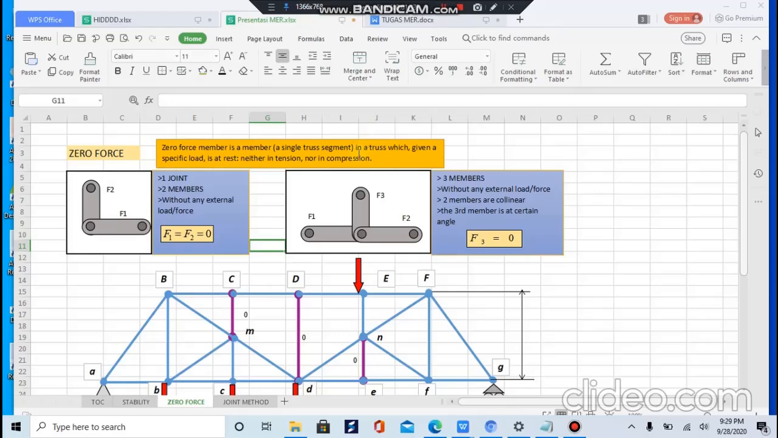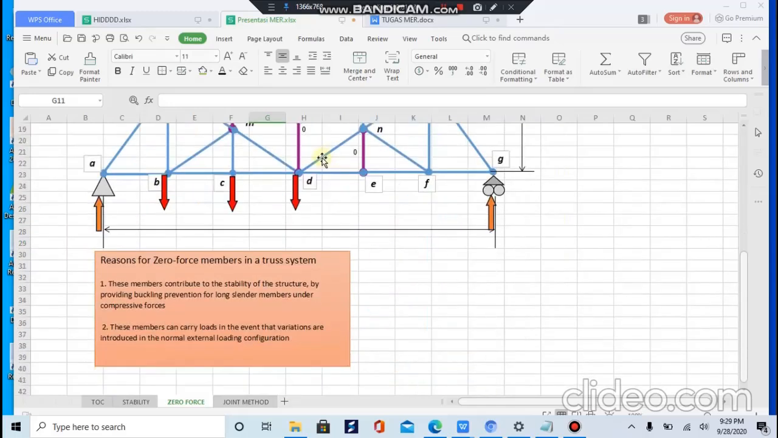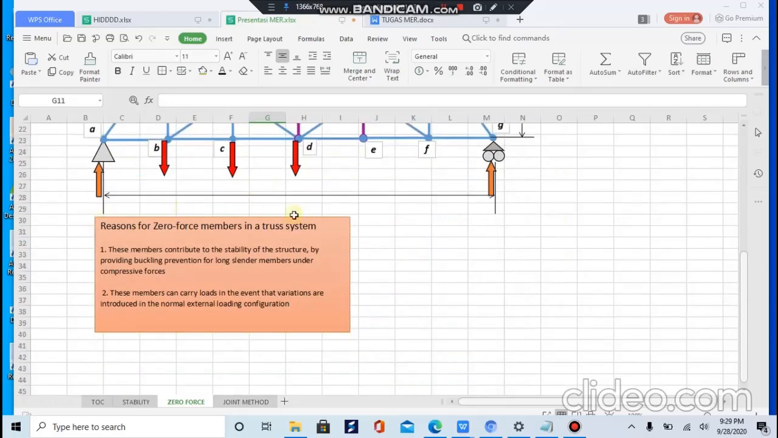Reasons for zero force members in a truss system. 1. This member contributes to the stability of the structure by providing buckling prevention for long slender members under compressive force. 2. This member can carry load in the event that variations are introduced in the normal external loading configuration.